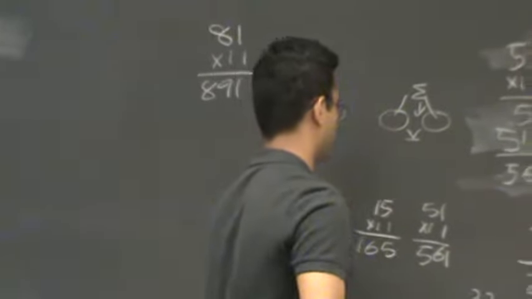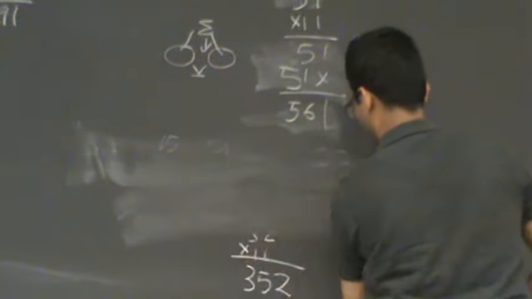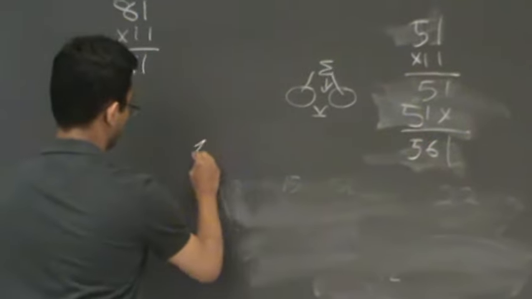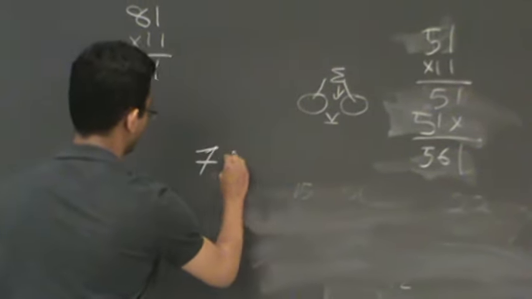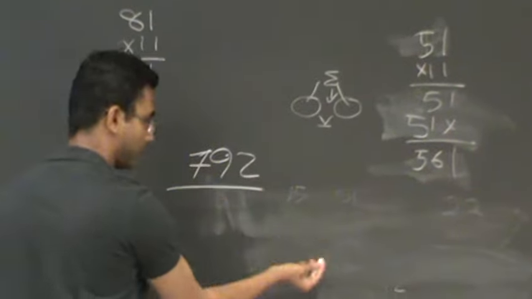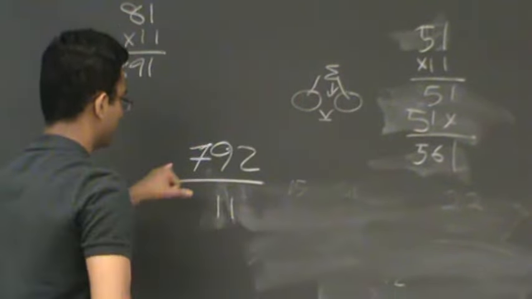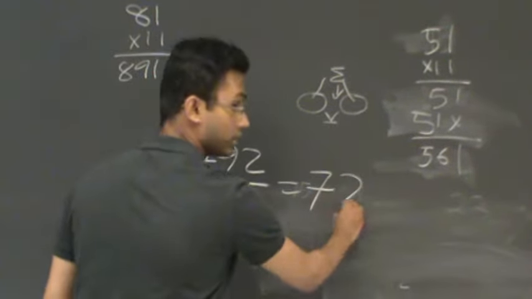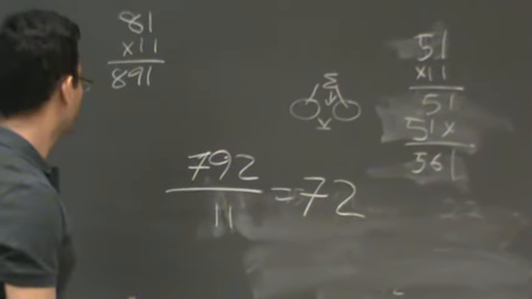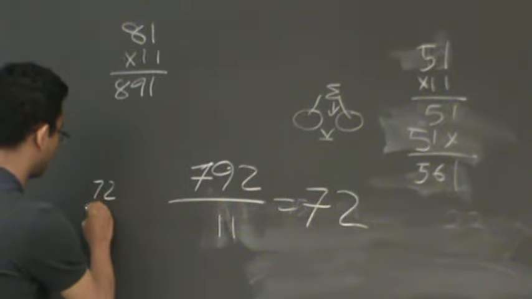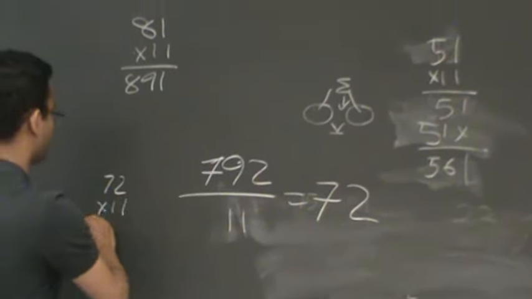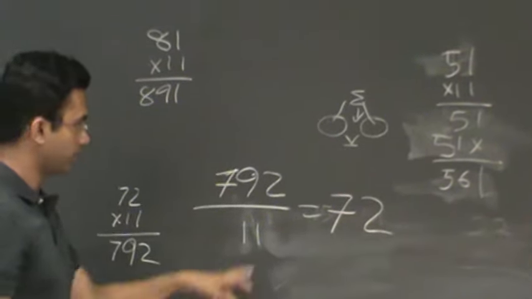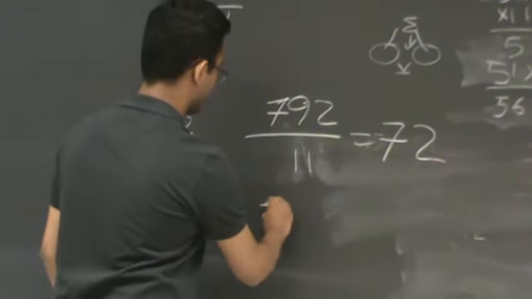Whereas you could do divisions in the same procedure like this. If I gave you 792 divided by 11, well, 7 and 2 is 9, so the answer is 72. Same thing, because what is 72 times 11? You just use this formula, 792.